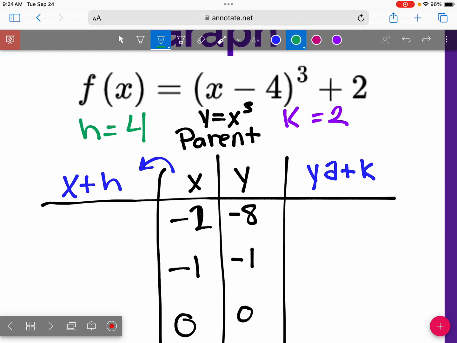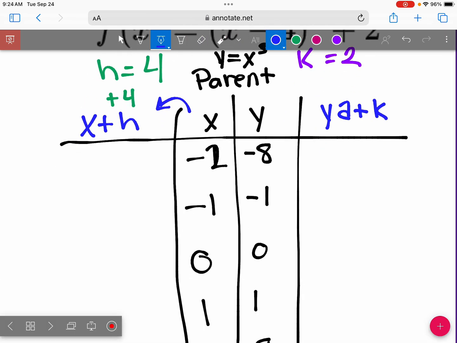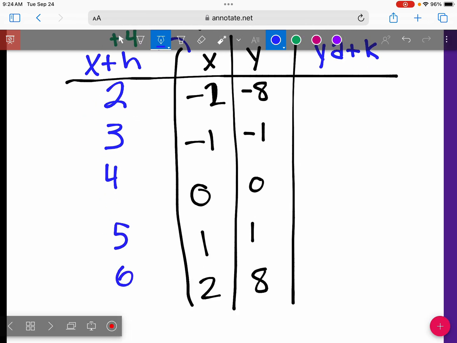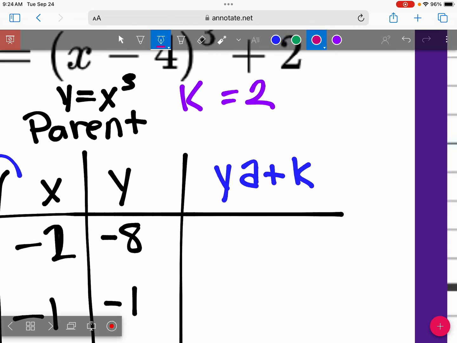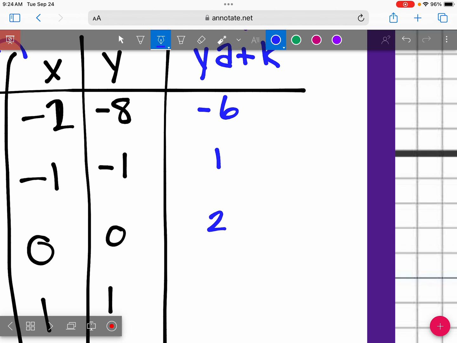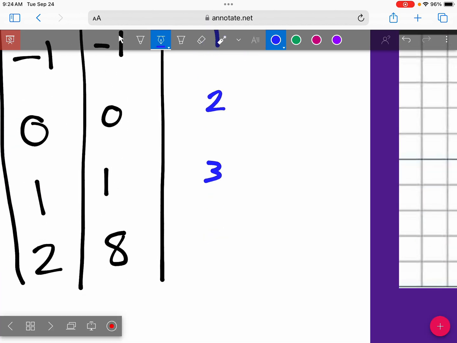So we're just going to add our h to our x's. So we're going to add 4. So what is my x column going to be now? 4, 5, and 6. For my y's, we're going to go times our a. Our a is 1. We don't have an a. So we're just adding 2 really here. So my y's plus 2. -6. 1, 2, 3, 10.